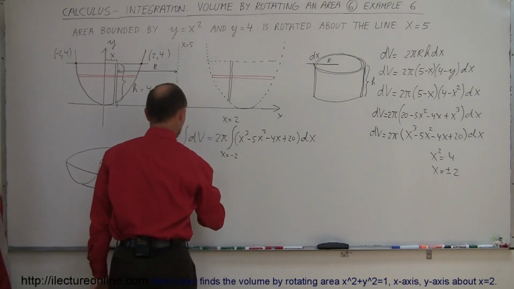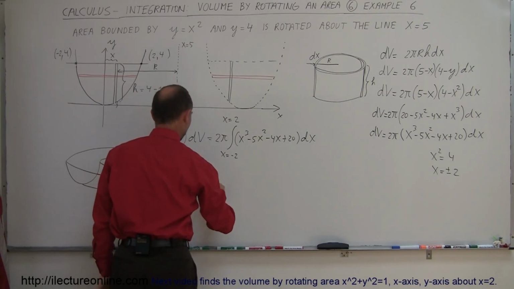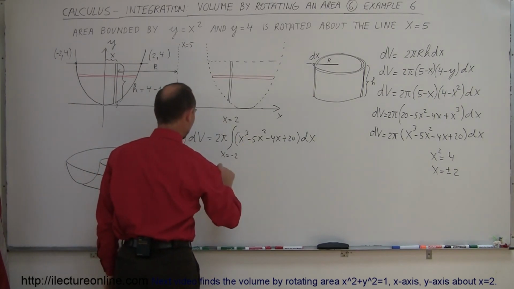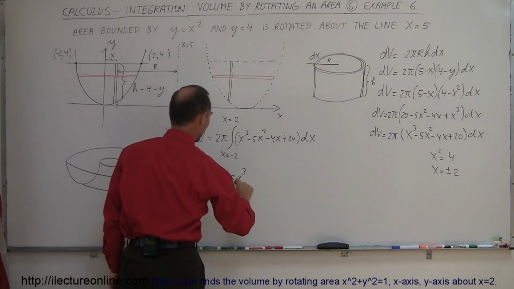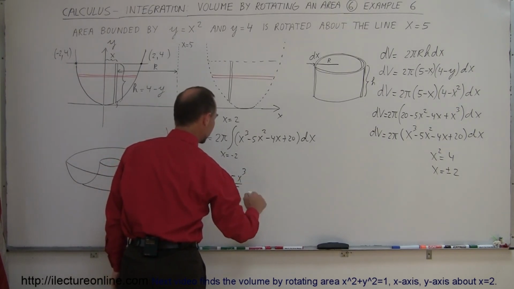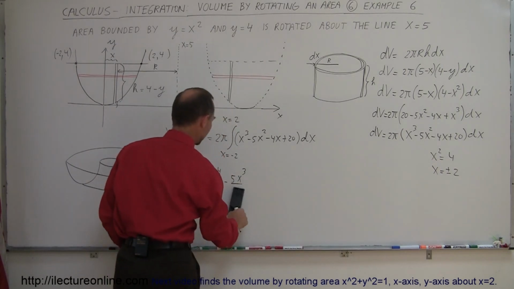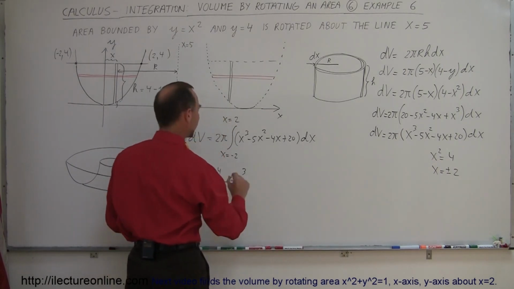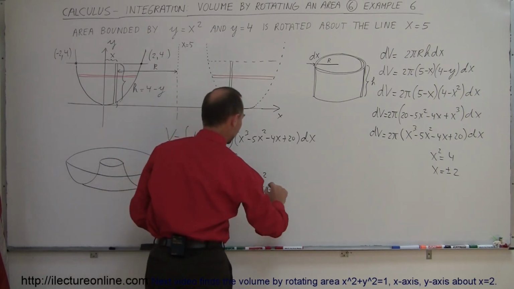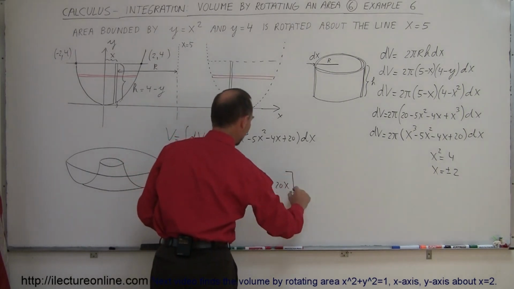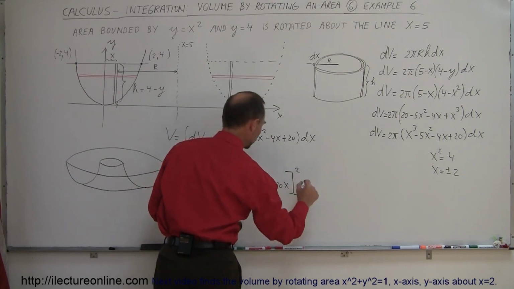Okay, so this is equal to 2 pi times, let's integrate this, so we have x to the 4th over 4 minus 5x cubed over, oh, nope, over 3. I'm looking at the wrong number here. Divided by the new exponent, 3, minus 4x squared over 2, and plus 20x, and the whole thing evaluated from minus 2 to 2.